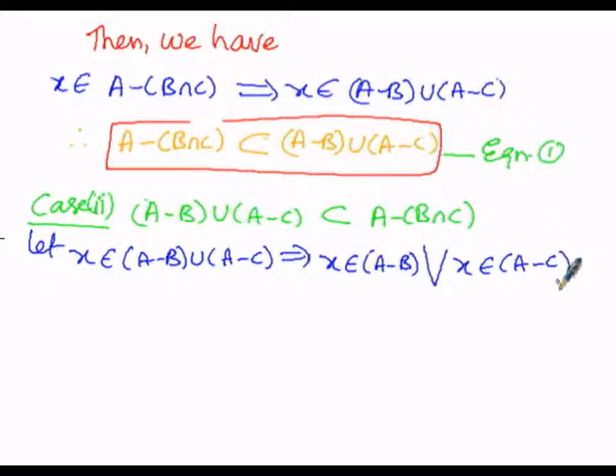Then in the next logical step, I want to elaborate the first condition, that is X belongs to A minus B within the brackets. X belongs to the first set, that is A, then minus B, B is removed from this A. So X belongs only to the first set A, but it does not belong to B.